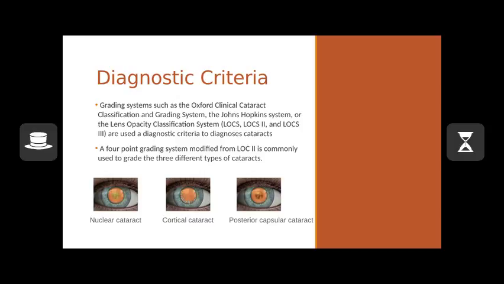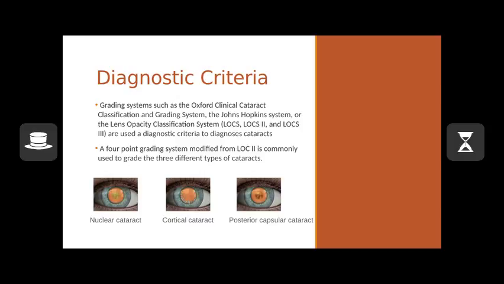In the posterior capsular cataract, this cataract is measured as aggregate percentage of the posterior capsular area occupied by the opacity. So in grade 1, the cataract obscures 3% of the area of the posterior capsule. Grade 2, the cataract obscures 30% of the area of the posterior capsule. Grade 3, the cataract obscures 50% of the area of the posterior capsule. And grade 4, the cataract obscures more than 50% of the area of the posterior capsule.